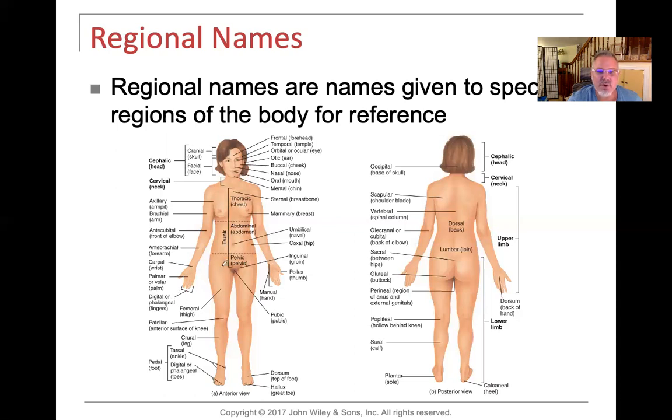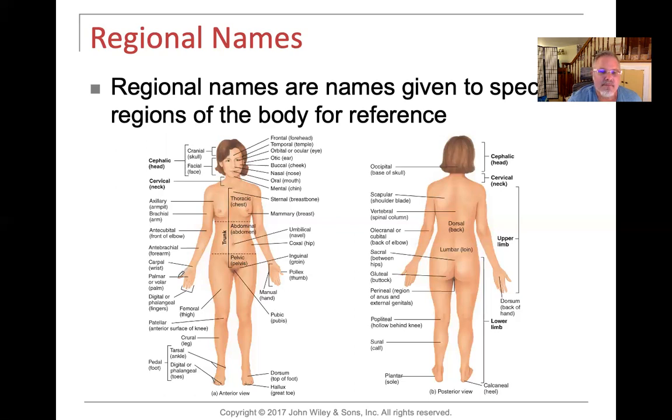The thigh is called femoral. That's because the femur is here, the longest bone in the body. The kneecap is called the patella. The leg is called crural. Where the ankle joint is, tarsal. So in the wrist was carpal, in the foot it's tarsal. Then once again, you have digits of the foot, which are also called phalanges.